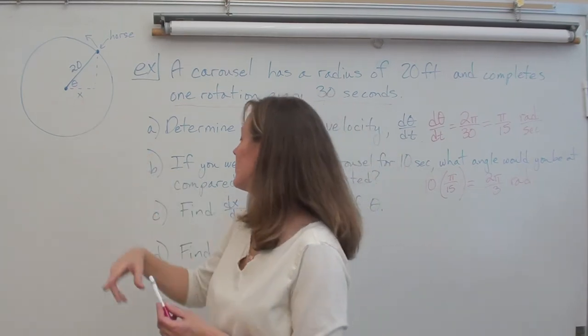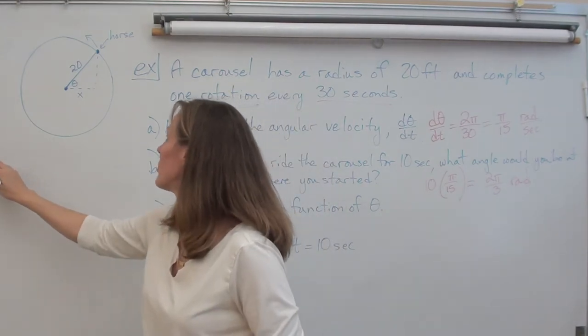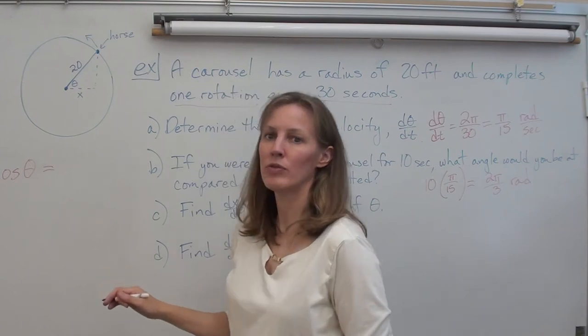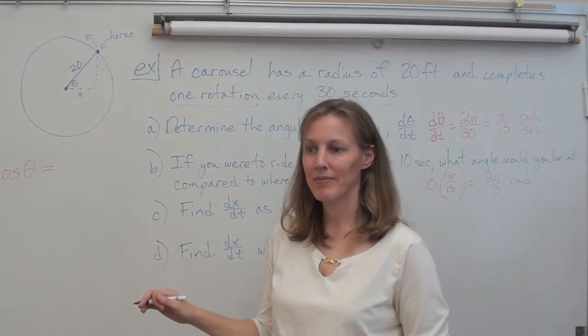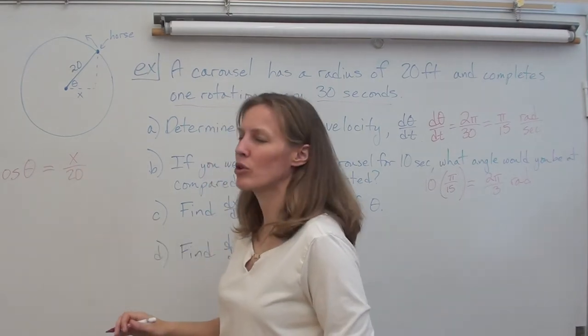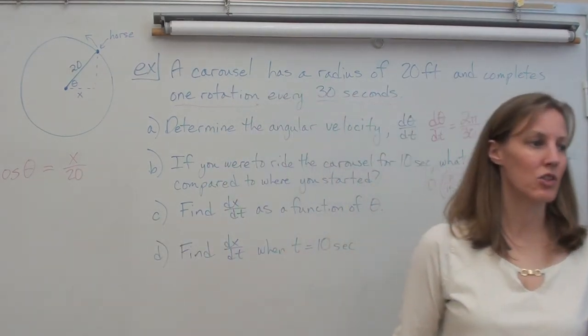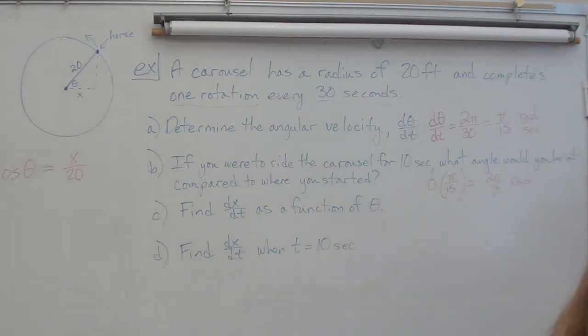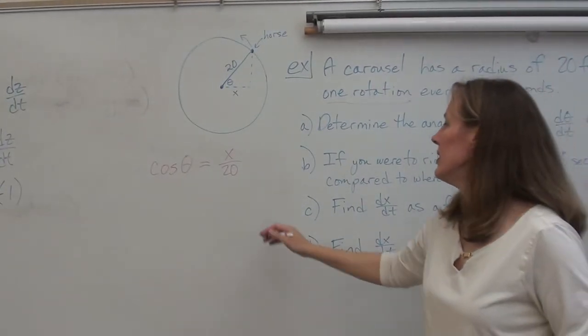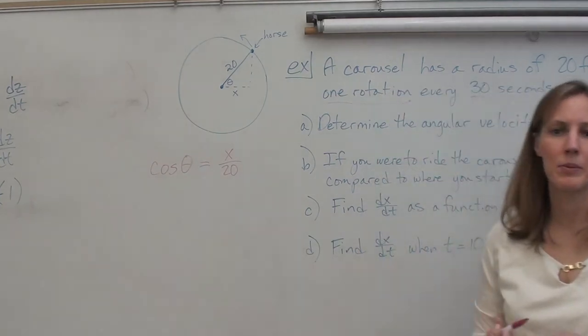So for part C, we would write the equation cosine theta equals what over what? X over 20. Now, do I have to use quotient rule to find the derivative of x over 20? No. What should I think of it as? 1/20th x, right? All right, everyone find the derivative of both sides.